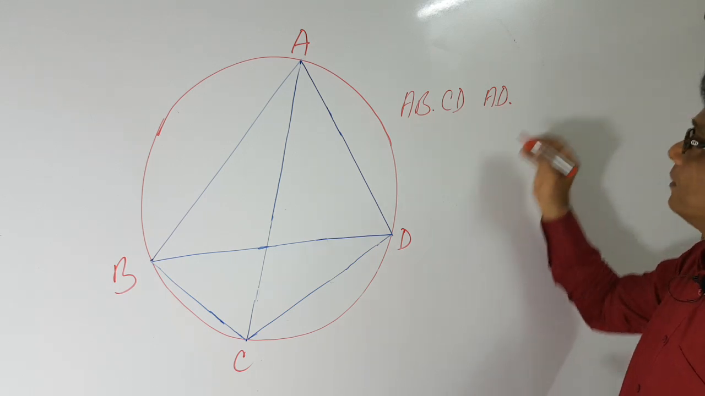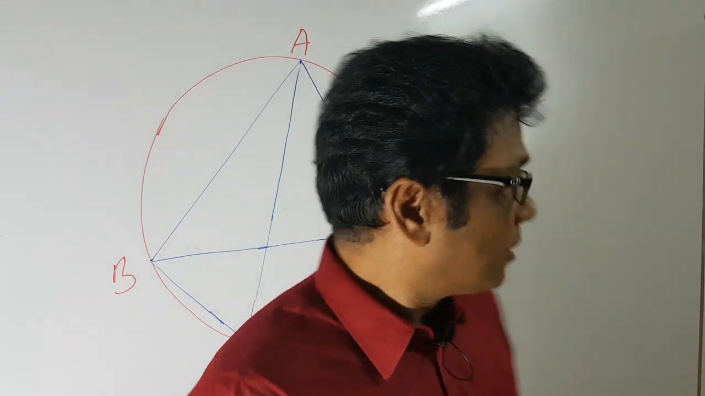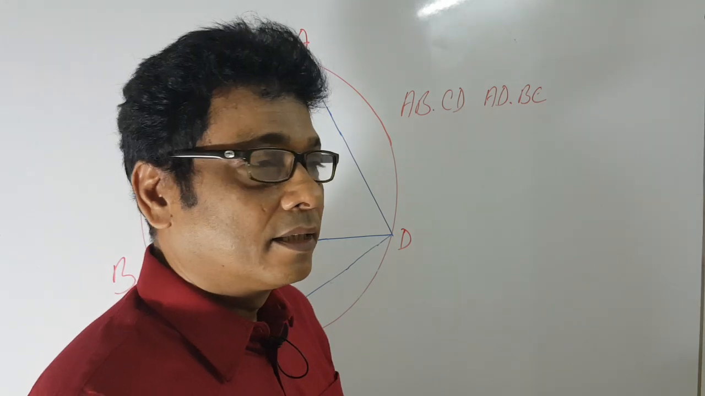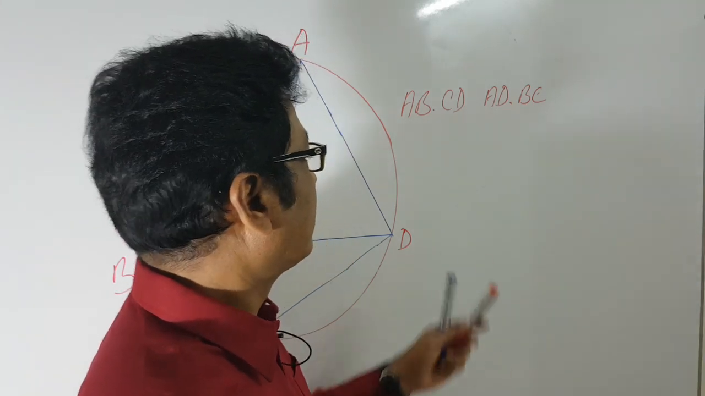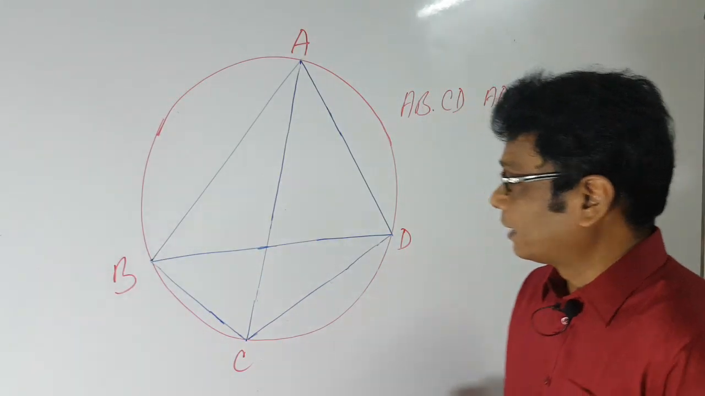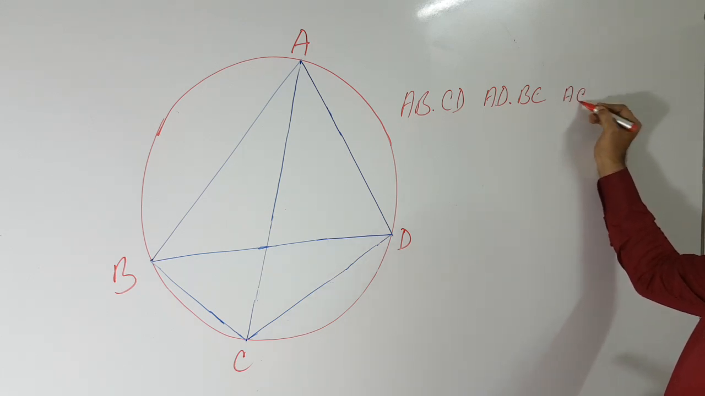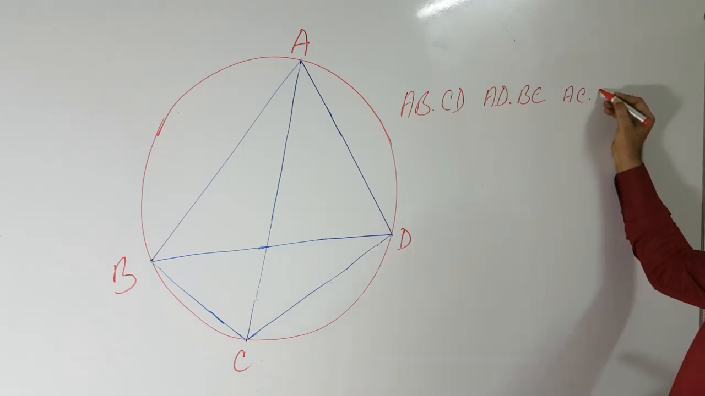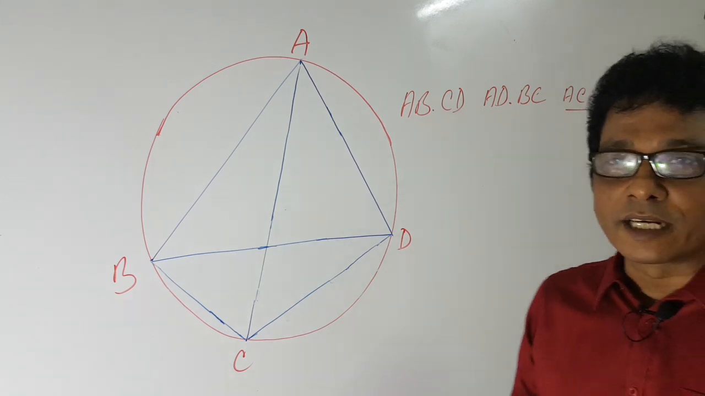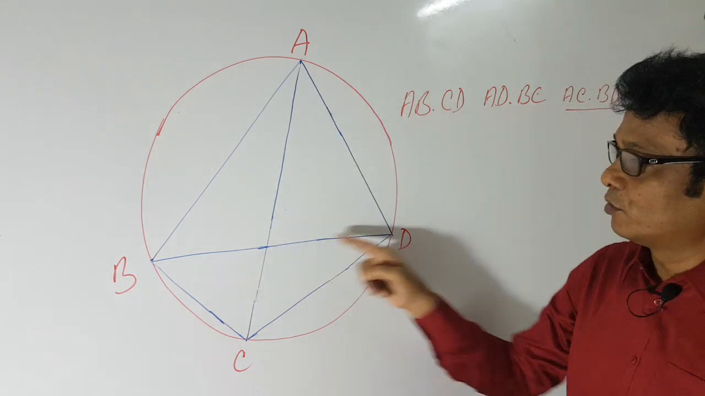AD into BC. What is AD into BC? AD into BC is the area of another rectangle whose sides are AD and BC. Okay. Again, AC, diagonal, BD, another diagonal. What is this? Area of another rectangle whose sides are AC and BD.